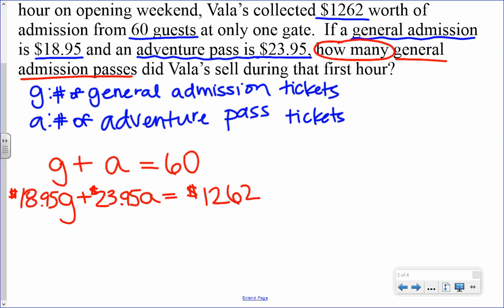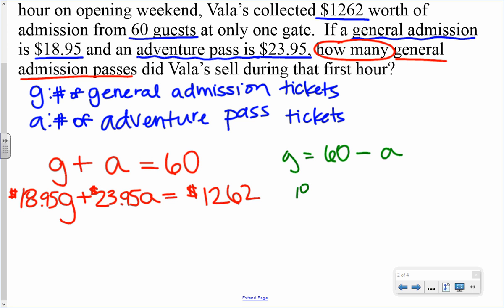Does it matter? It does not. Okay? I think that this is a nice one for substitution. Well, it's really a nice one for either way. But since we haven't done a lot of substitution, let's do substitution. Okay, we've done a lot of elimination lately. So I would write that 60 minus A equals G. And then we could substitute that in.